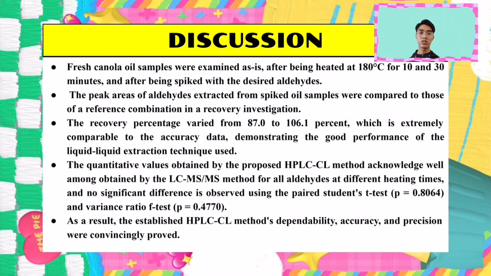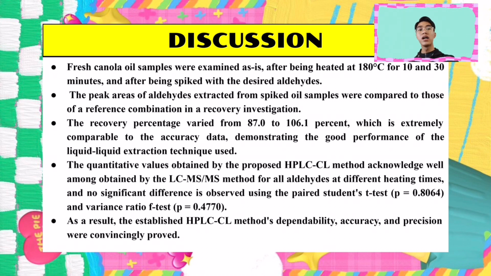The quantitative values obtained by the proposed HPLC-CL method agreed well with those obtained by the LC-MS method for all aldehydes at different heating times, and no significant difference was observed using the paired Student's t-test. For example, P equals 0.8064 and the variance ratio F-test P equals 0.4770. As a result, the established HPLC-CL method's dependability, accuracy and precision were convincingly proved.